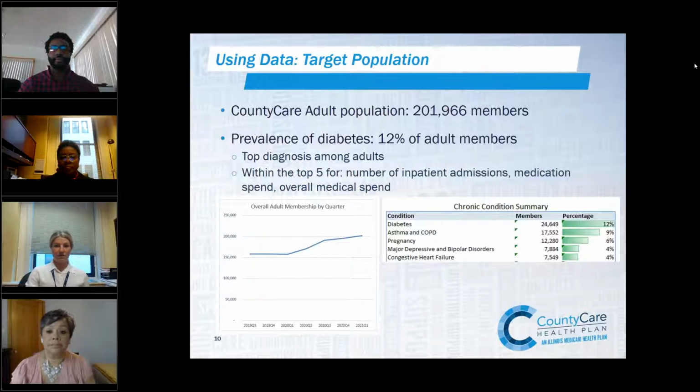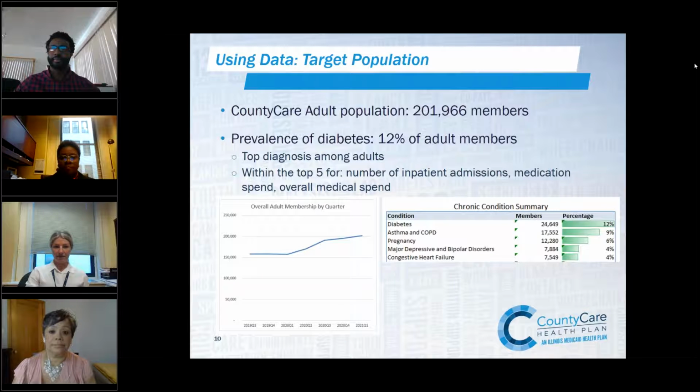Diabetes is also one of the top diagnoses for inpatient admissions, contributes greatly to medication or pharmacy spend, and overall medical spend in general. In short, diabetes impacts a large portion of the CountyCare membership, and it costs us a lot of money, making it a chronic condition we've invested additional resources in.